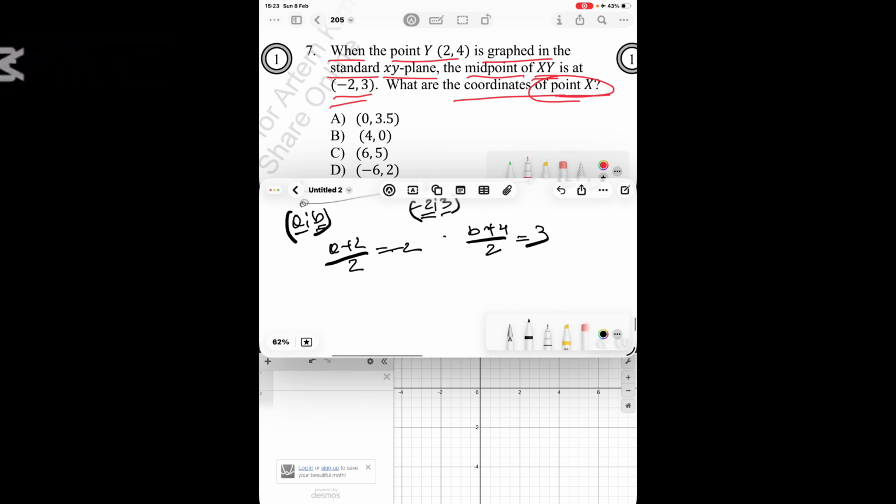You may solve this expression yourself, or you may just use Desmos to work it out. It's going to be a equals minus 6, b plus 4 equals 6, b equals 2. And you can see the value of this expression is going to be minus 6 and 2, which is going to be D choice.